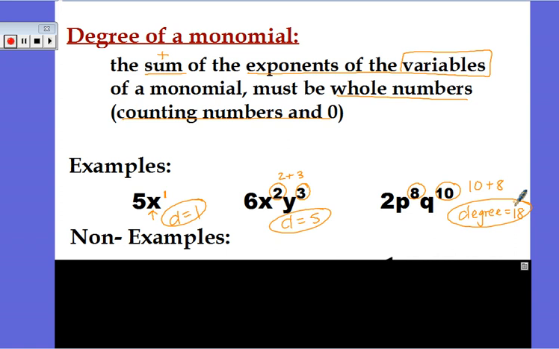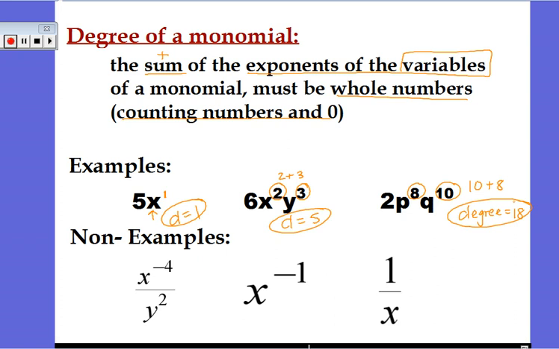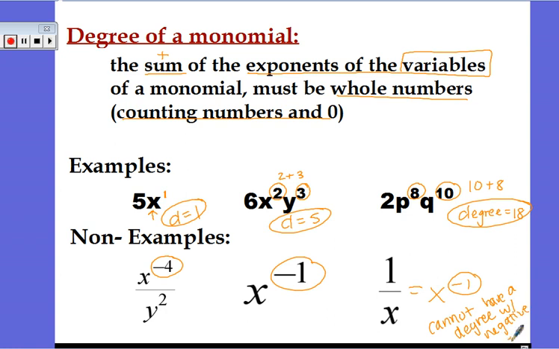Taking a look at some non-examples of when you can't find the degree is when we have negative exponents. I have a negative exponent here, a negative exponent here, and this is the same thing as x to the negative 1, so it's a negative exponent. So we cannot have a degree with negative exponents. They have to be whole number exponents.